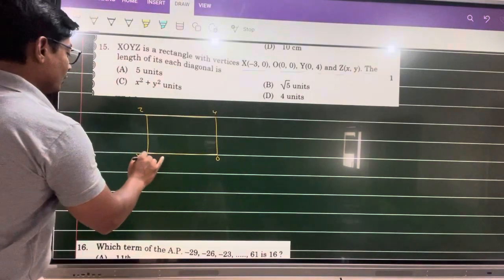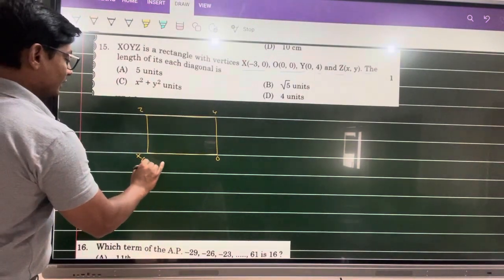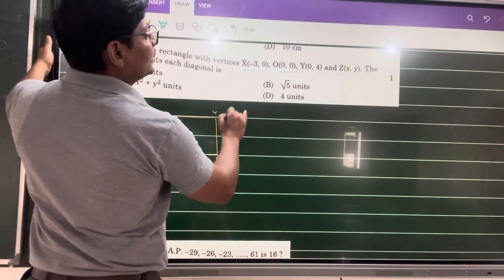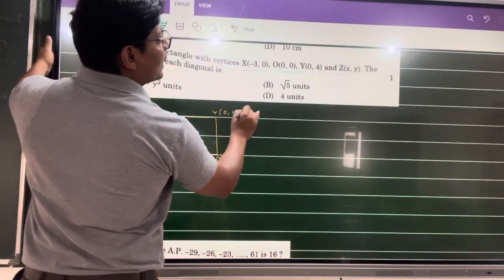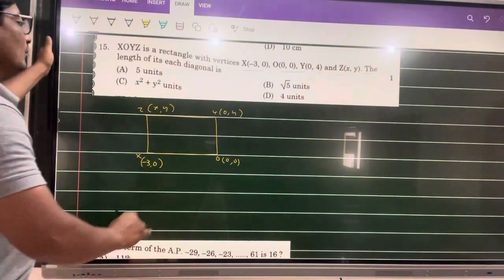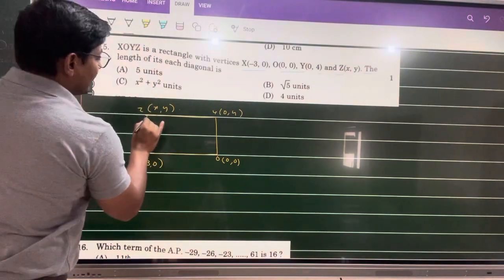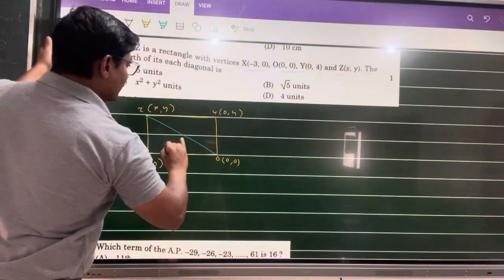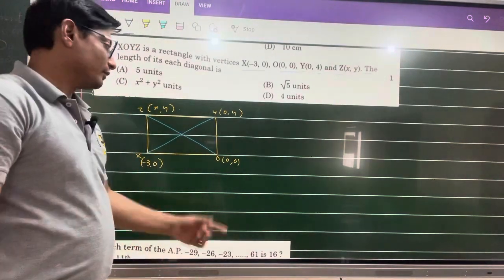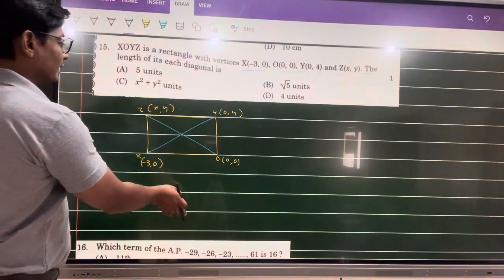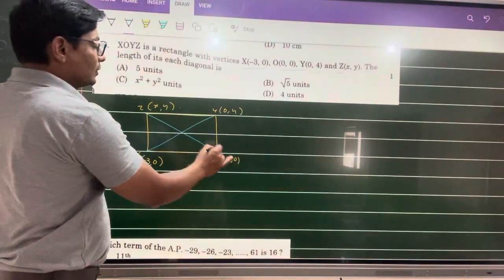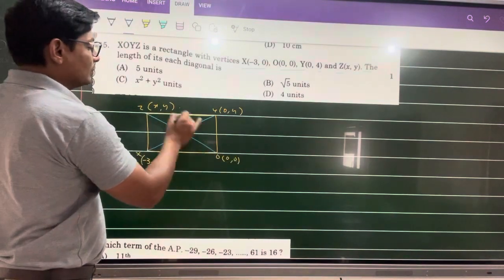So now they have given the coordinates. So it is minus 3 comma 0, here it is 0 comma 0, then here it is 0 comma 4 and here it is x comma y. Fine. So now we have to find the diagonal. So now the diagonals are from here to here or from here to here. Since the diagonals of a rectangle are equal, you find any one of them and you'll get the correct answer. So here if you observe, x minus 0 square is x square, then y minus 0 square is y square.